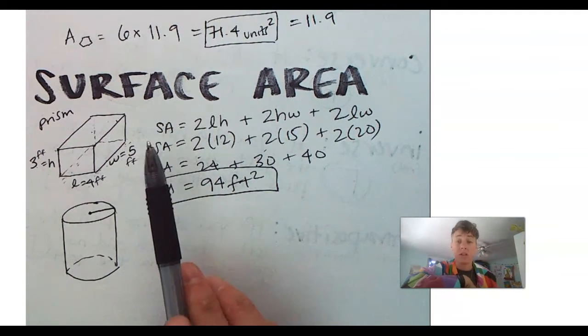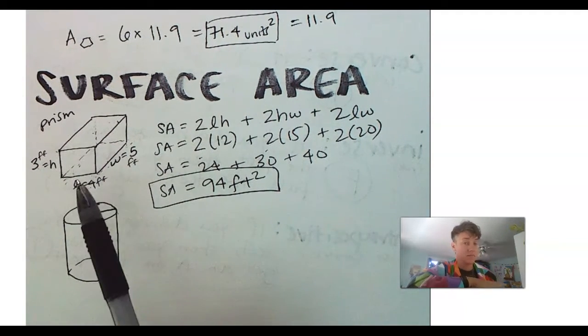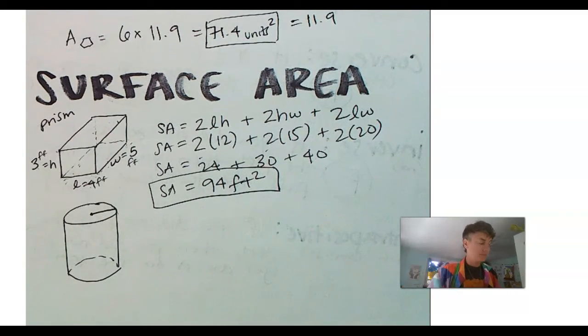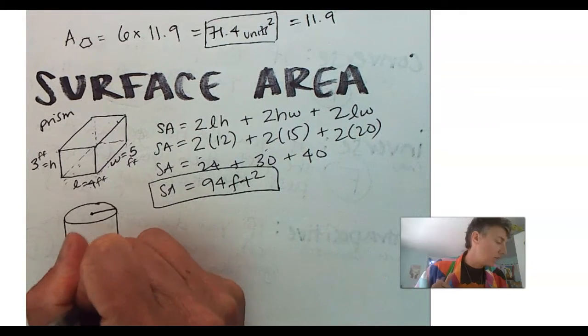All right, be careful. Don't do the volume here. Don't do length times width times height. All right, we want the surface area. We want the area of all of the sides. Add it up. Now this guy is called a cylinder.